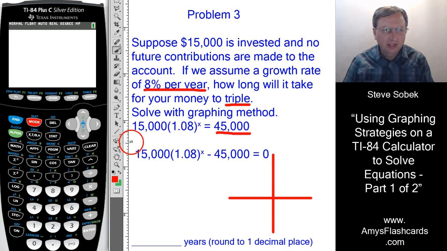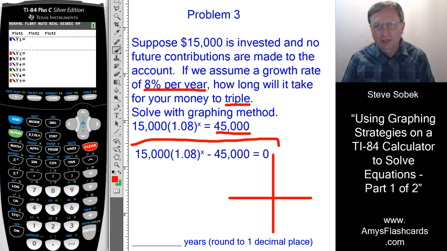Now this equation is in the proper form for using our first graphing method for solving the equations. We want to graph y is equal to this particular expression. So let's go ahead and hit the y equal to key, and we'll type that in.